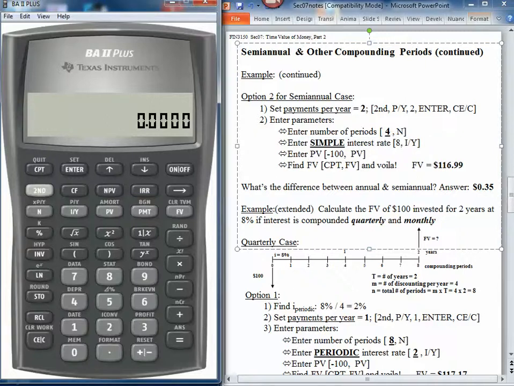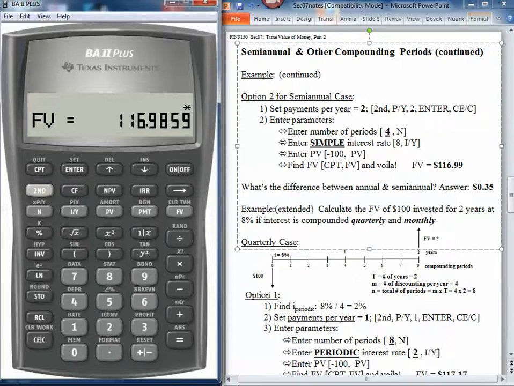So we'll clear time value of money, and in this case we will change p/y to 2. Make sure you hit enter. Second, clear or quit. Now we'll still enter the 4 compounding periods, or the 4 6-month periods, but now we will only enter a simple 8%. $100 invested, and we compute the future value, and we get the same result as we did when we were assuming that the interest rate was the periodic rate. So that's what the p/y function does for us.